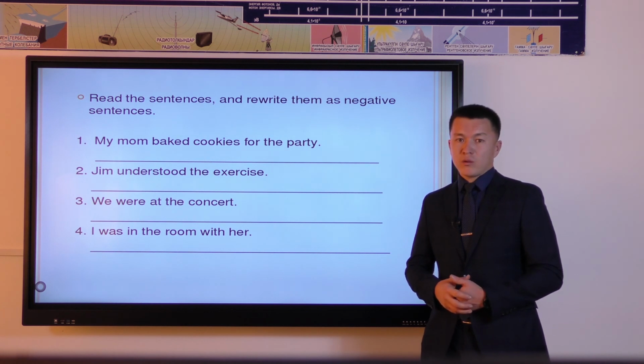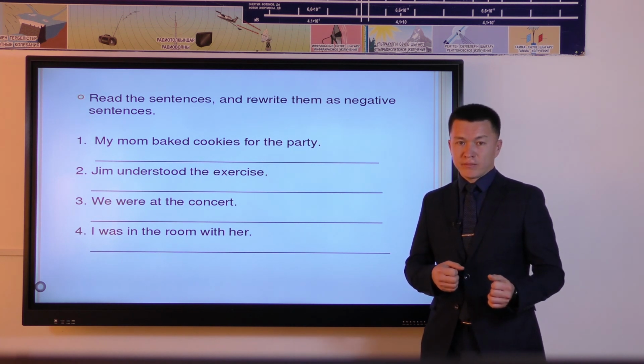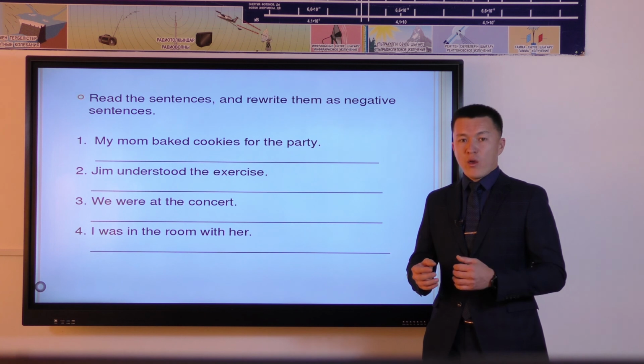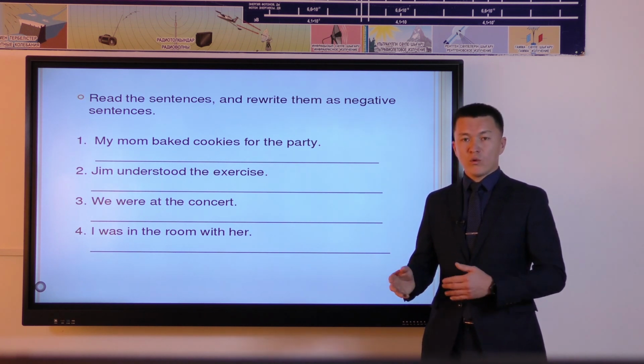And the next one is, we were at the concert. And the negative form would be, we weren't at the concert. And the last one is, I wasn't in the room with her, or I was not in the room with her.